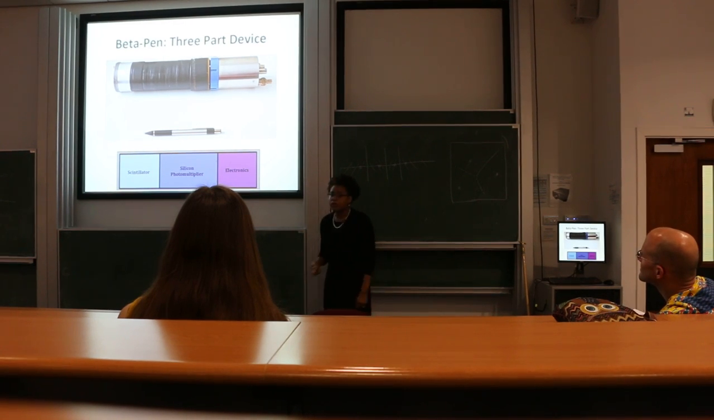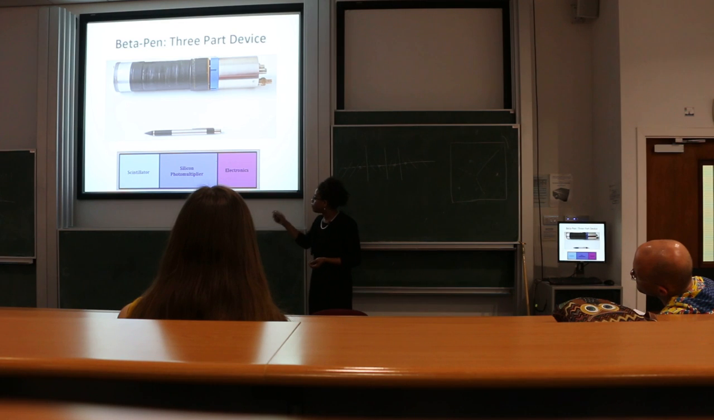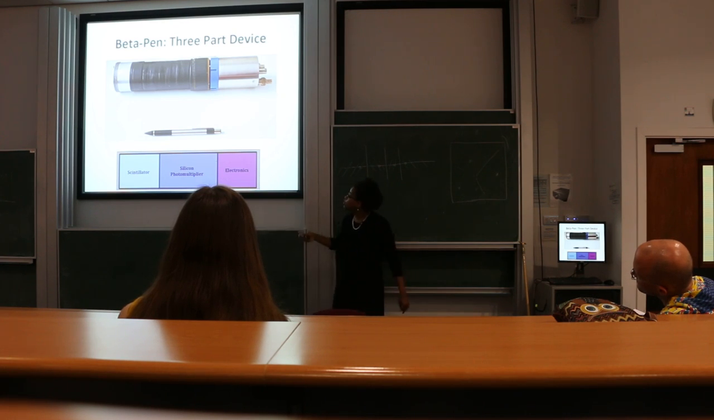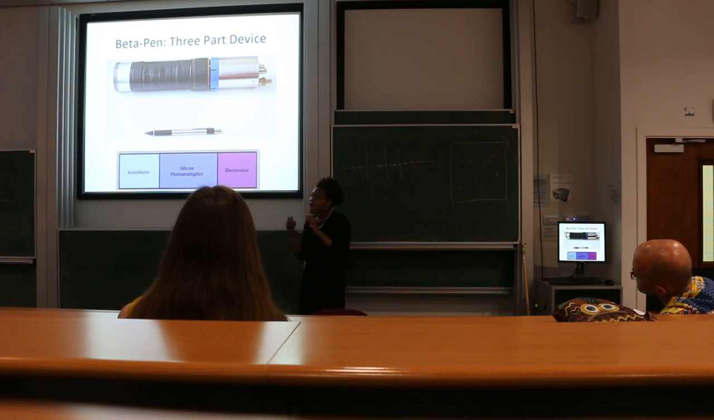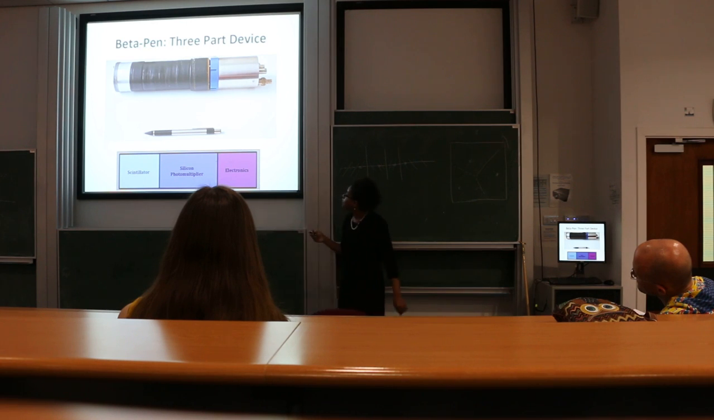The Beta Print is most modeled after the scintillator detector. It's going to be a three-part device comprised of a scintillating material, a silicon photomultiplier section, and then electronics. So we're taking this big device and trying to compact it into this small size.